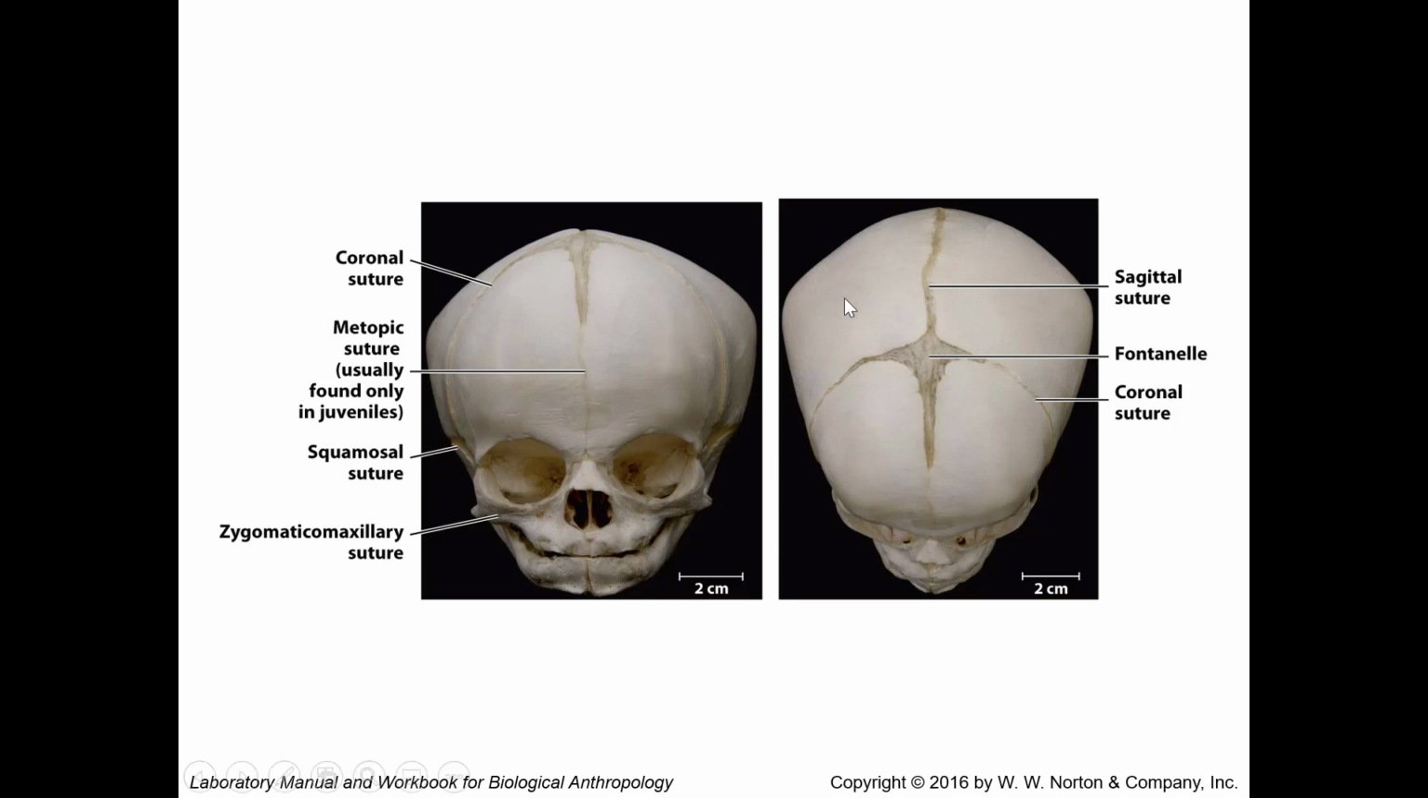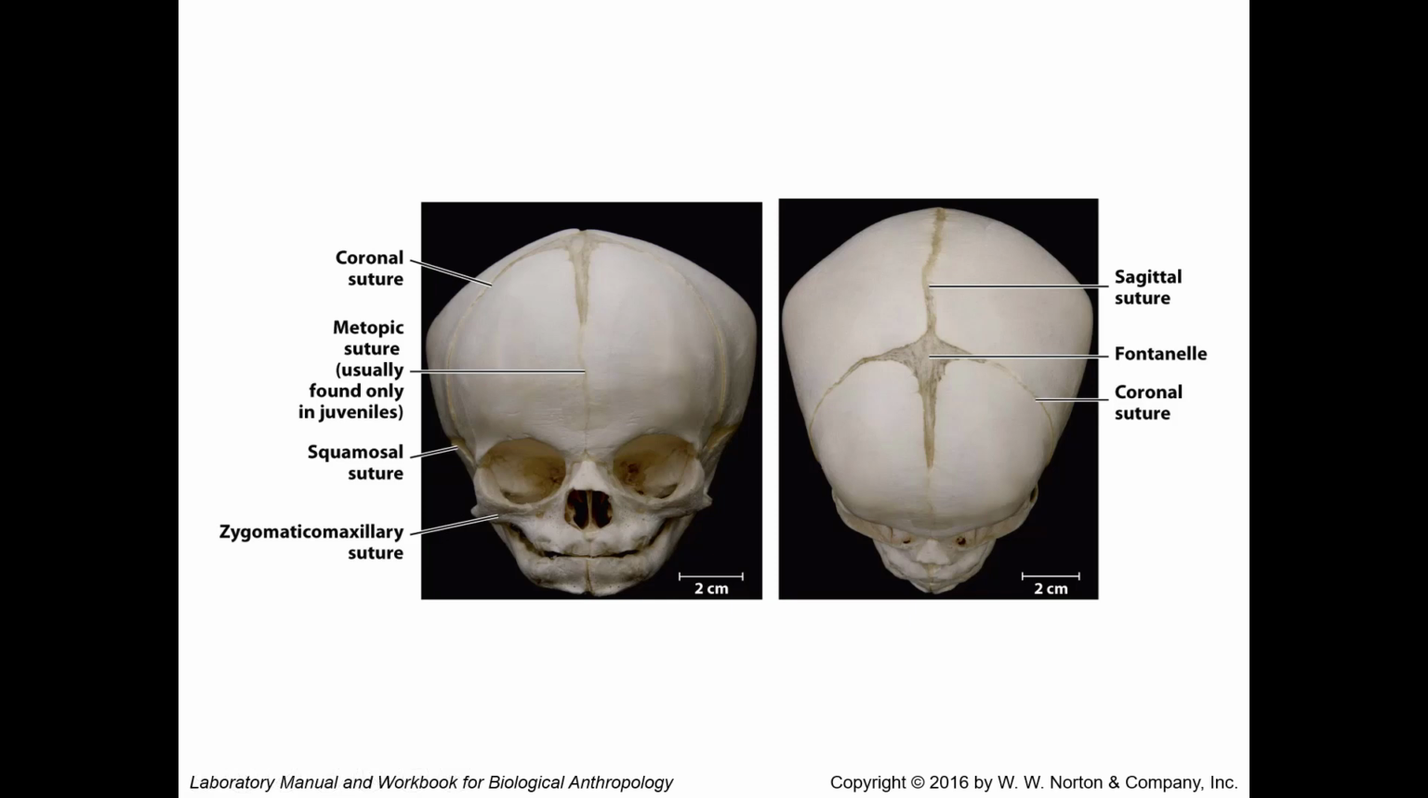Then you've got our Sagittal Suture, right back here. This is seen along the midline of the skull between the two parietal bones. And here you can see a fontanelle between the coronal suture, or where the coronal suture eventually is made between the parietal bones.